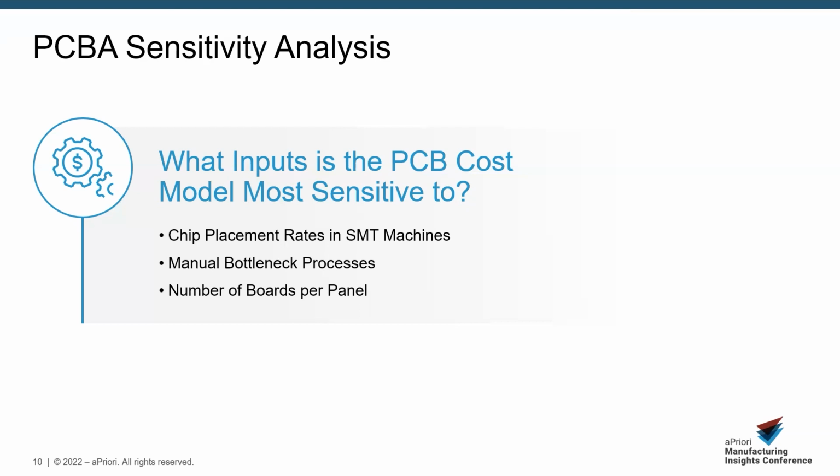And then you would need to adjust your placement rates in the SMT machine to be gated based on the manual operation. And then finally, similar to PCB, the number of boards per panel is a critical variable for PCBA as well. So the more PCBAs you can process at one time, the lower the cost is going to be.